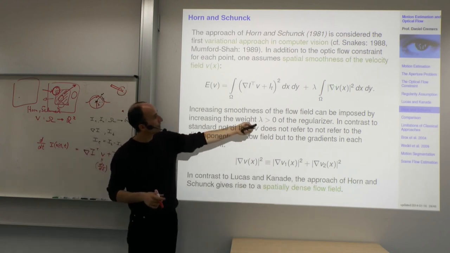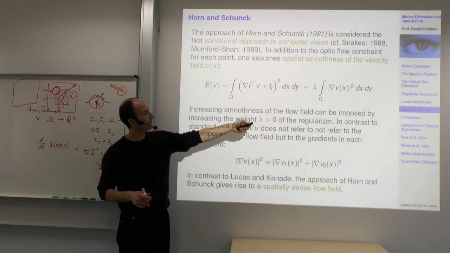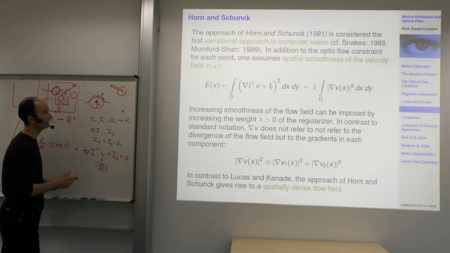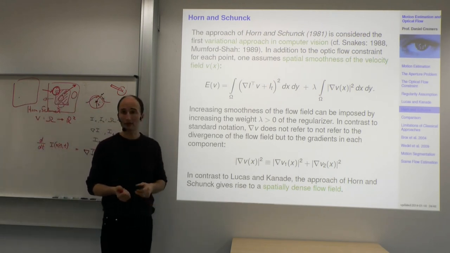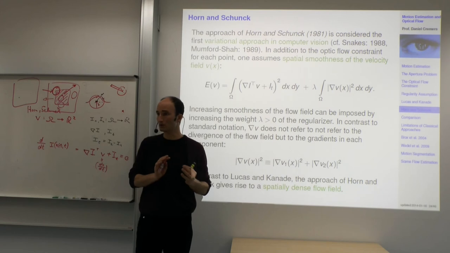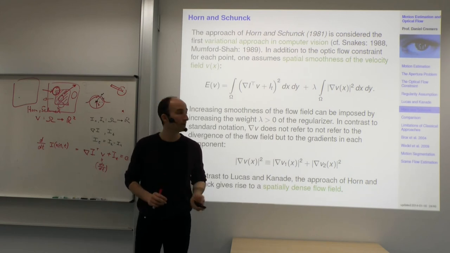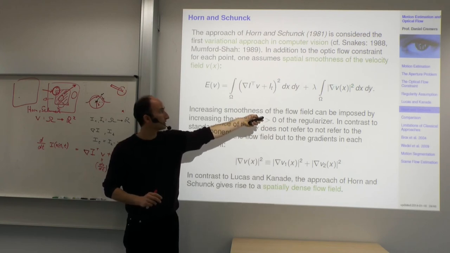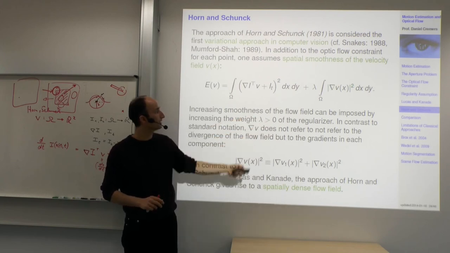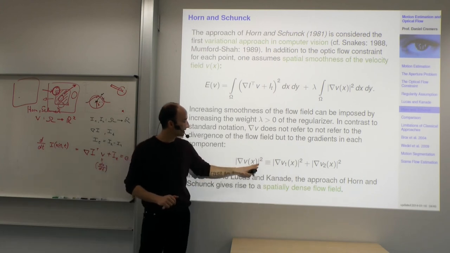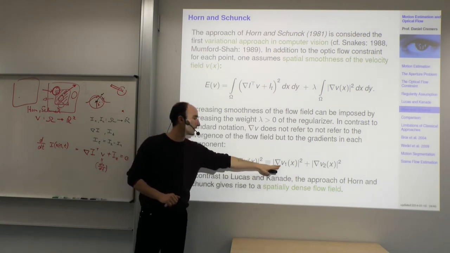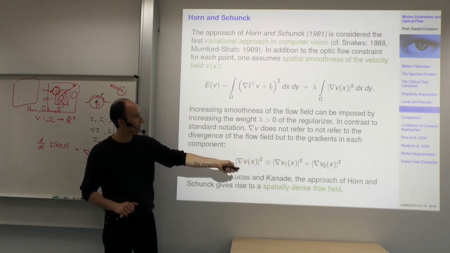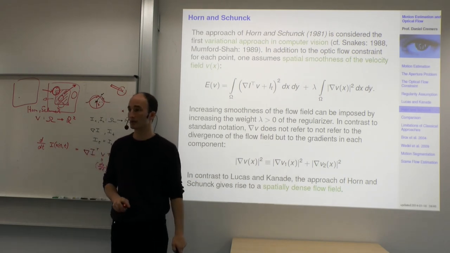By the way, notation-wise, this is a little bit of an abuse of notation. I was telling you earlier that this nabla operator is called the gradient or the divergence, depending on whether you apply it to a scalar or a vector field. What I mean here is actually not the divergence. So nabla v, although v is a vector, is not the divergence, and so I wrote it down here. What I mean with this is a shorthand notation for the gradient of the first component squared plus the gradient of the second component squared.